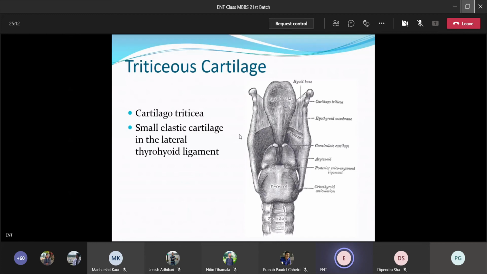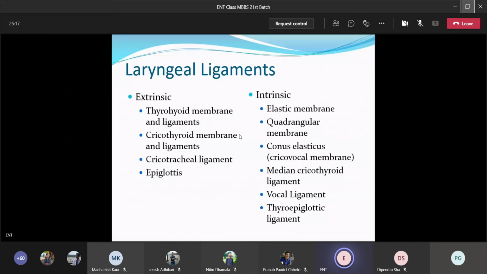So now the next slide is laryngeal ligament. There are two types of ligament, extrinsic ligament and intrinsic ligament. What are the extrinsic ligaments? The extrinsic ligaments are the thyrohyoid membrane and ligament, then the cricothyroid membrane and ligament, the cricotracheal ligament, and the hyoepiglottic ligament. So these are the extrinsic ligaments.